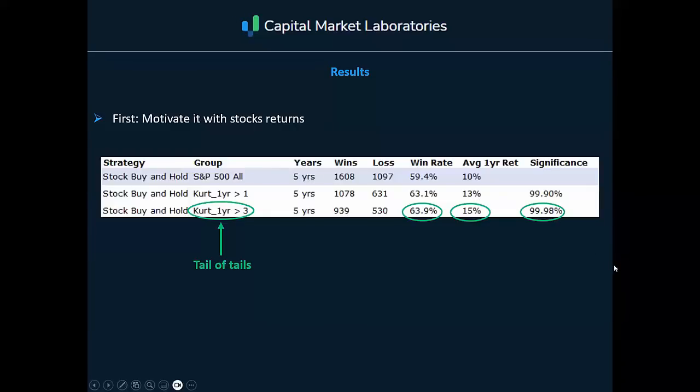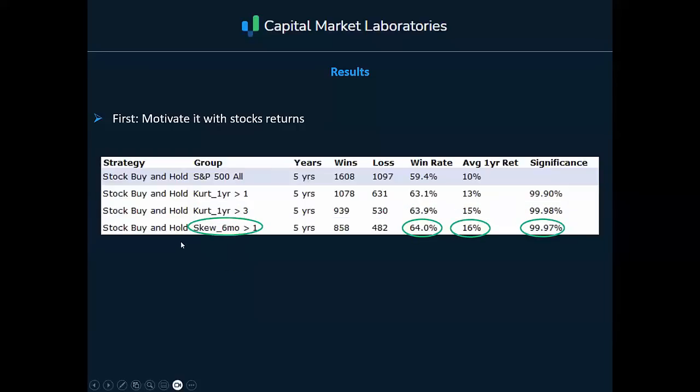Now, I'm only talking about the tails so far, right? I'm not talking about the asymmetry of returns. I haven't talked about skew. Well, let's do that. What if I just said, let's drop everything and just take the skew? Let's say over a 6-month period, I made sure it was positive skew, greater than 1. Think of 0 as having no return asymmetry. Anything greater than 0 would be having a return asymmetry. That's what we call positive skew. And this is a fairly large positive skew. Now the win rates go to 64%. The average one-year return goes up to 16%. We call this asymmetry.